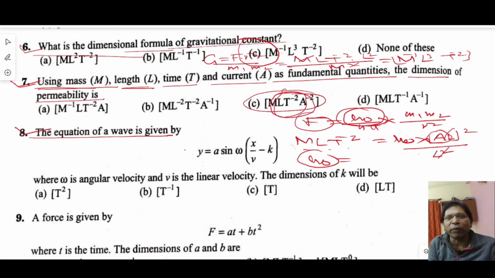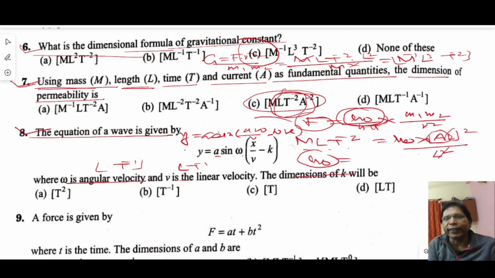The equation of wave is given by y equals a sin(omega(x by v minus k)), where omega is the angular velocity. Angular velocity has dimension T^-1. Okay. v is the linear velocity LT^-1. The dimension of k. Look at this here. y equals a sin of x omega by v minus omega k.